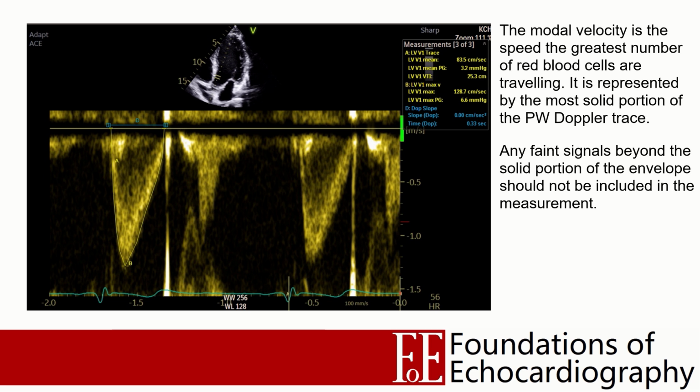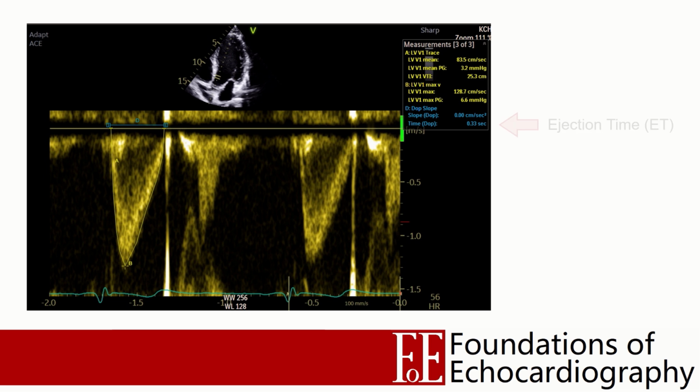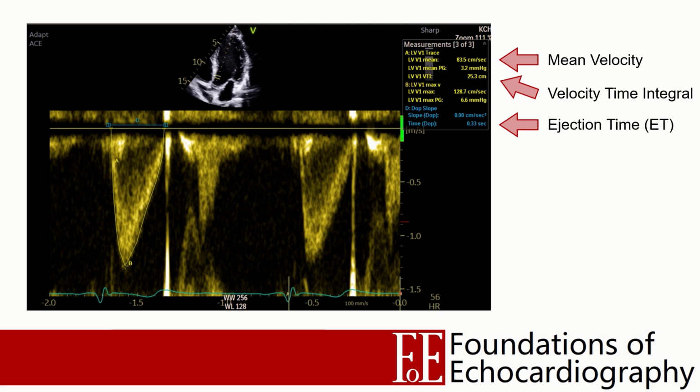By tracing the outer edge of the modal velocity, our ultrasound system will calculate the area under the traced envelope and calculate the distance travelled for us. Here we can see that ejection lasted for 330 milliseconds and had an average velocity of 83.5 centimeters per second. Therefore, we can estimate the disc of blood has travelled 25.3 centimeters. We refer to this as the velocity time integral, or VTI.